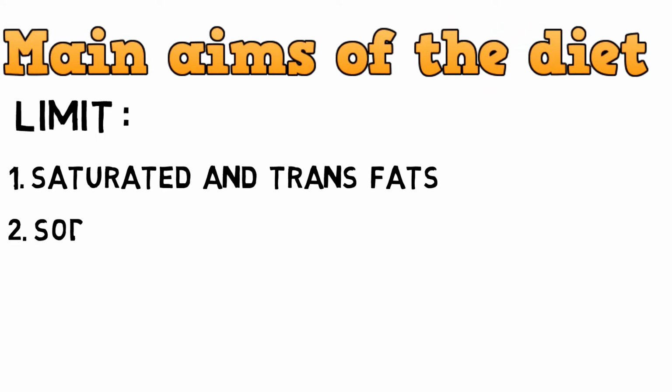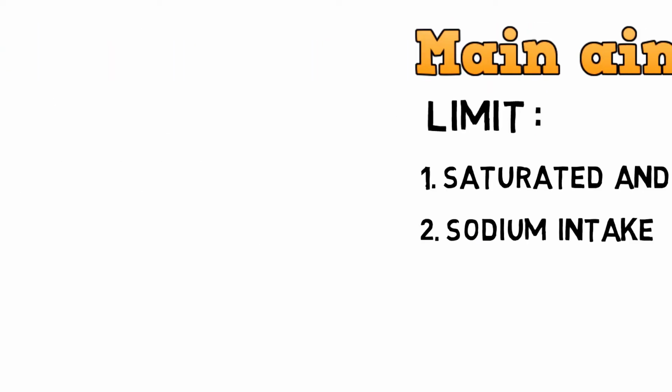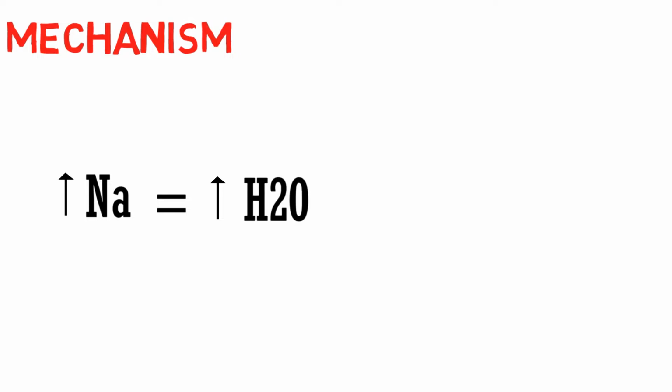Second aim of the diet is to limit sodium intake. Basically, when there are high levels of sodium present, the body retains extra amount of water to flush it. An increased amount of water means the heart needs to work harder, thus increasing the blood pressure.